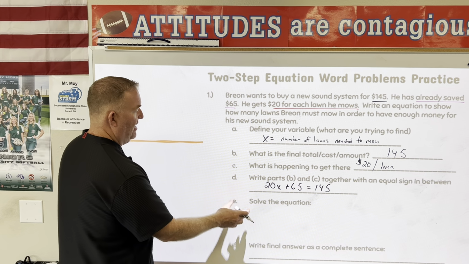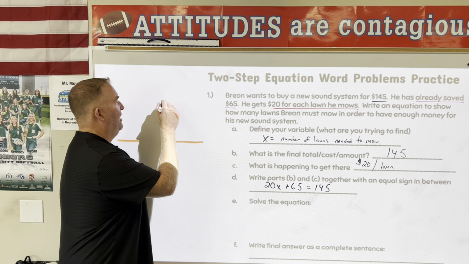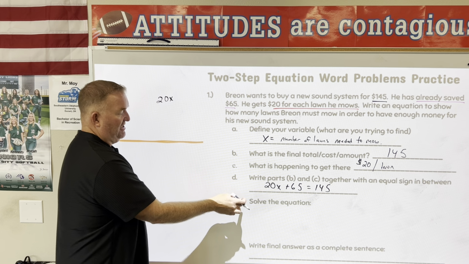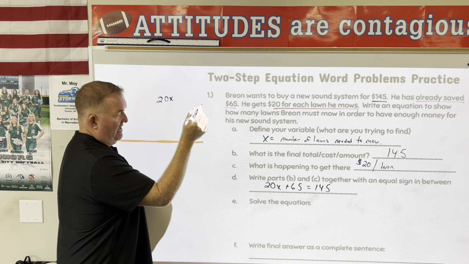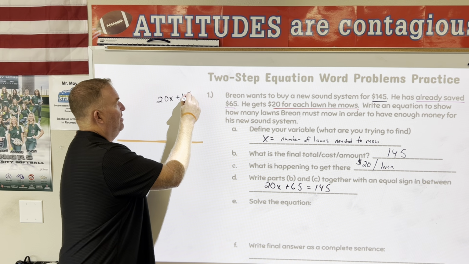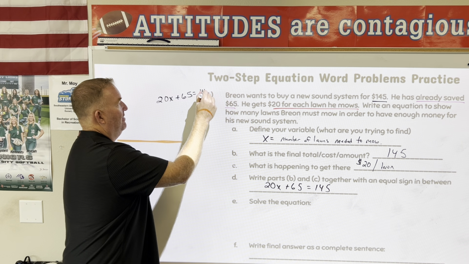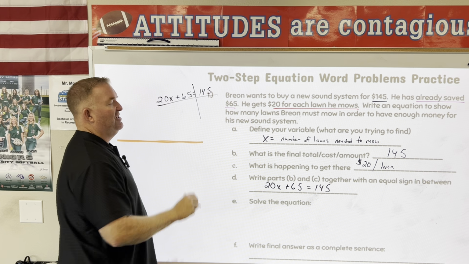So here we go. Let's solve the equation. I'm going to do it over here just because it's so low. So 20x, this is down here, by the way, I'm just putting it up here. 20x plus 65 equals 145, right? How do I solve that two-step equation?